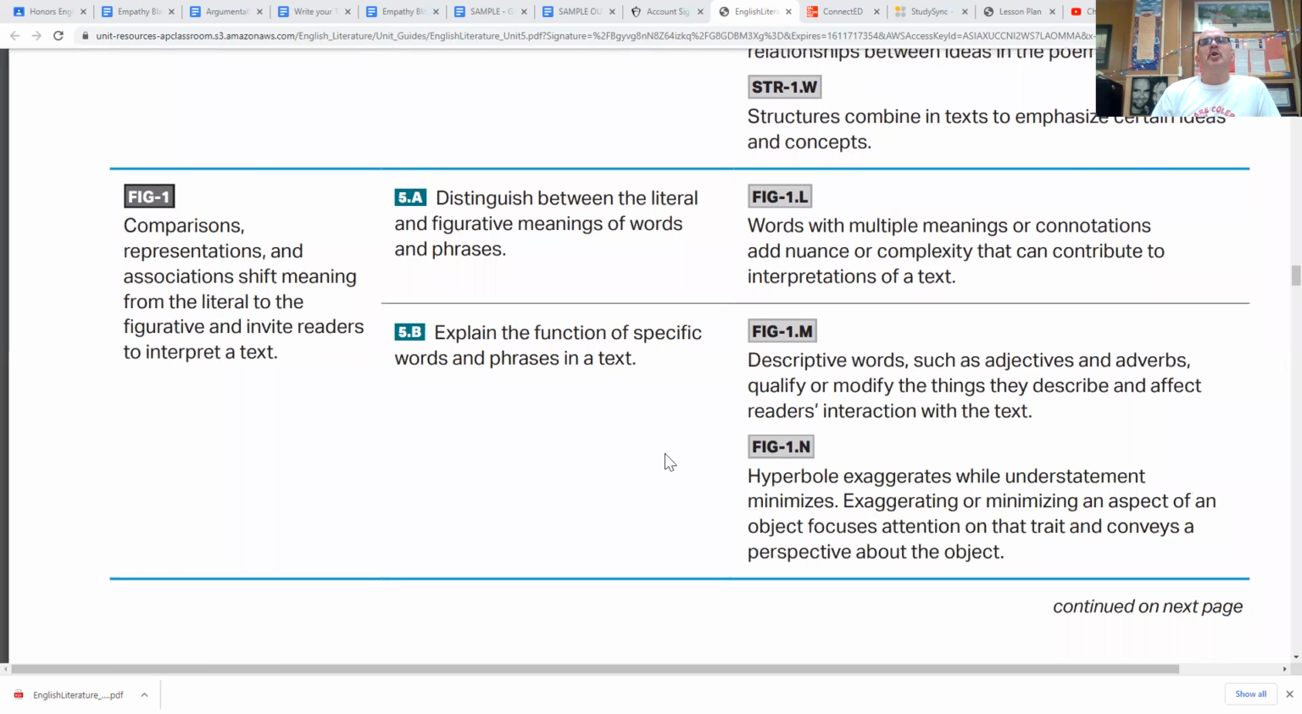All right, figurative language, you have a whole lot going on here. So we'll be doing, I think, probably 2 full chapters on different types of figurative language. I want to be able to distinguish between literal and figurative meanings of words, explain the function of specific words and phrases in a text, adjectives and adverbs, and how those contribute to figurative language, grammar mixing in, something called hyperbole or overstatement, can also be understatement.